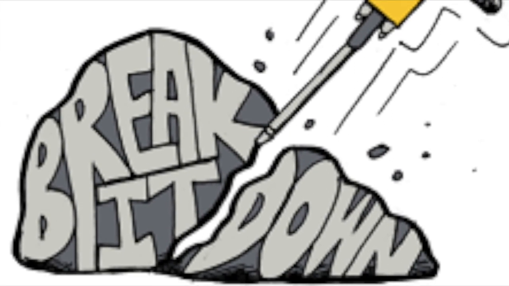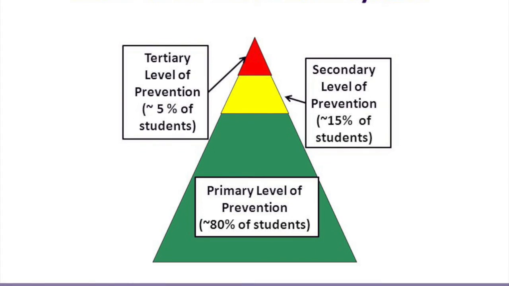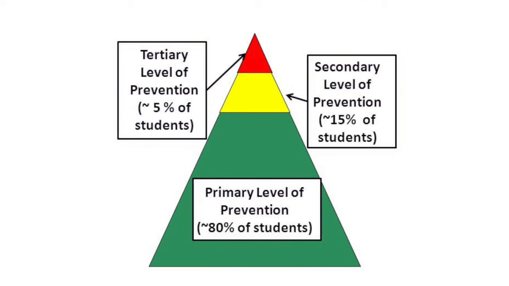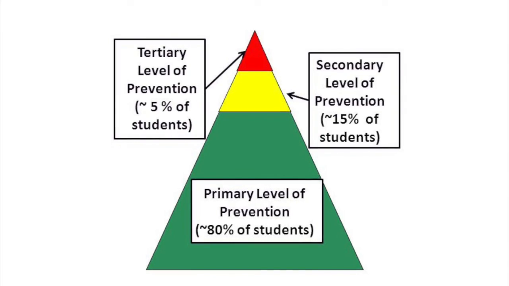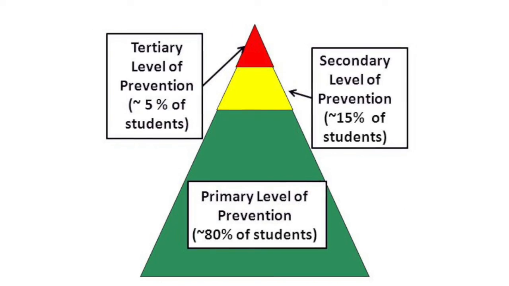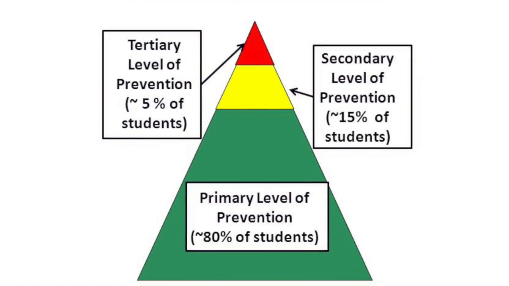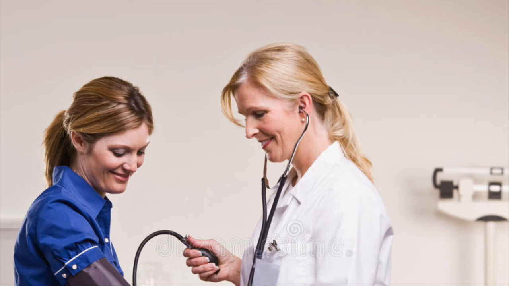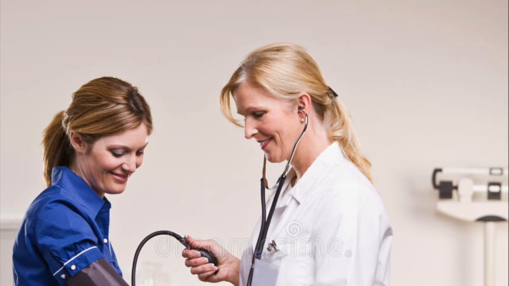Let's break it down. Breaking it down to the essential component, multi-level prevention support. When we think about RTI, a lot of times we think about the triangle, and that is 80% of students at that tier 1, and then you have 10 to 15% at tier 2, and 5 to 10% at tier 3. One way to think about this multi-level prevention system is through a medical analogy.